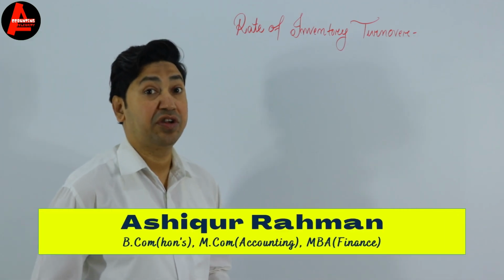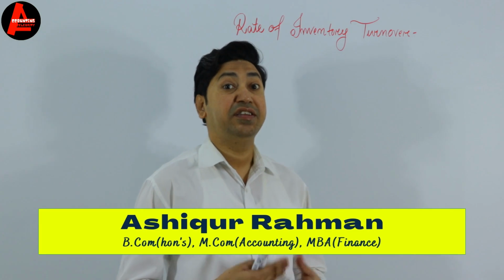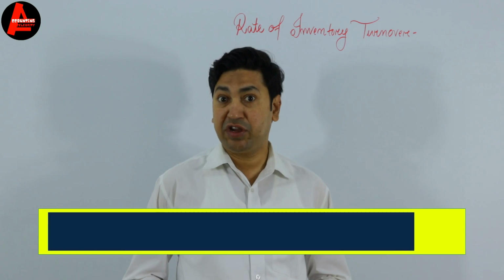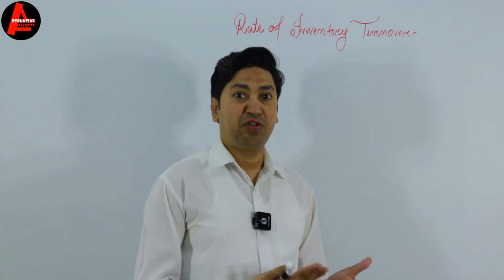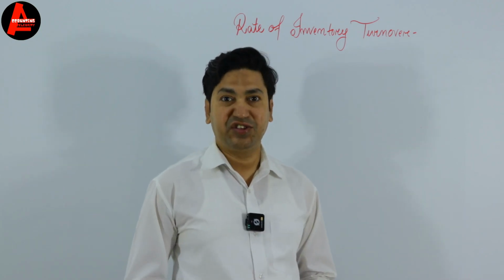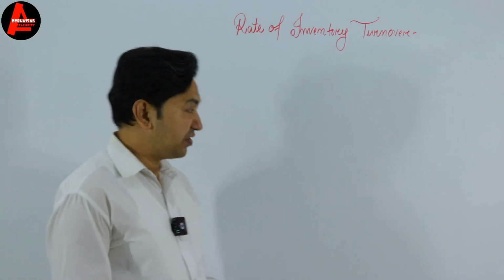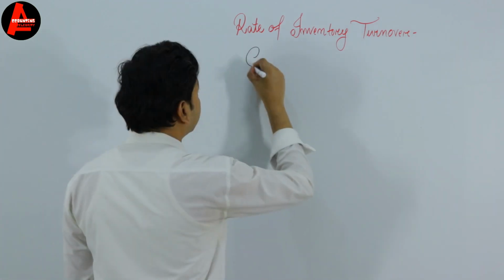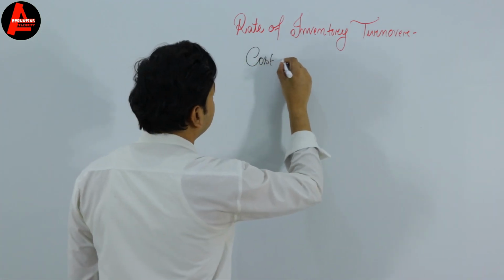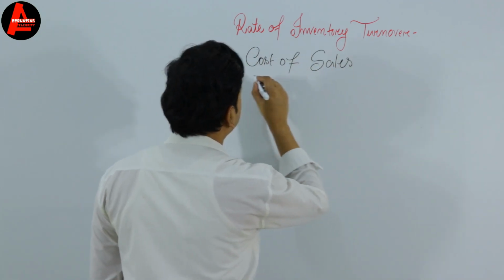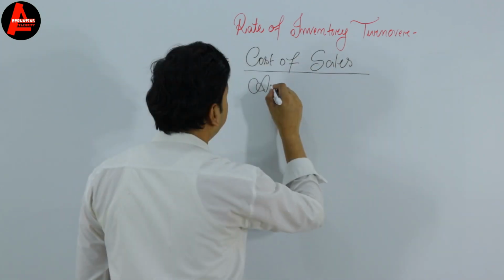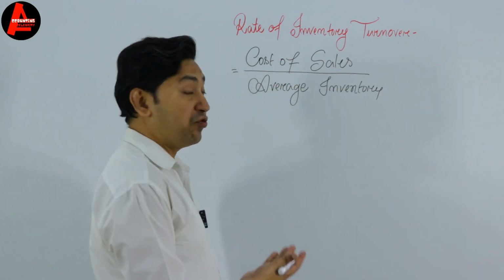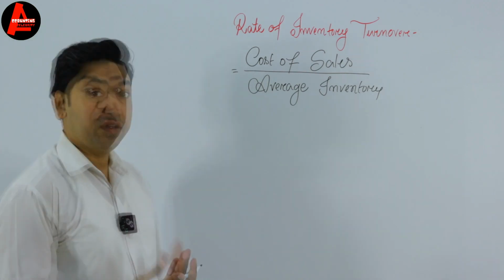We know rate of inventory turnover equals cost of sales divided by average inventory, yeah? And average inventory equals opening inventory plus closing inventory divided by 2, okay? So let us write the formula first. So inventory turnover ratio equals cost of sales divided by average inventory. Okay, so here before we write up the amounts in this formula, we have a question.